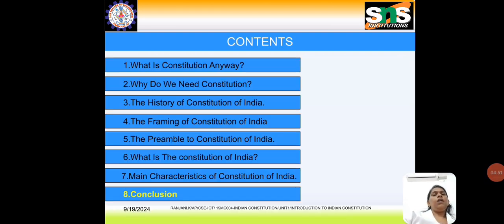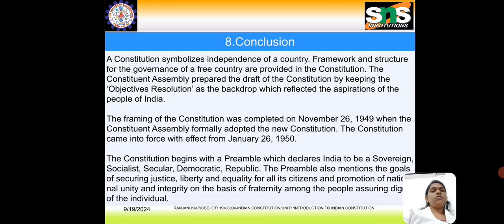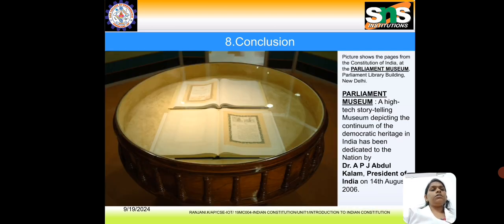So in detail we saw what a constitution is, why we need a constitution, the history of the constitution, how it has been framed, the preamble of the constitution, what the constitution of India is, and the main characteristics of the constitution. So these are the main highlights of the entire unit.